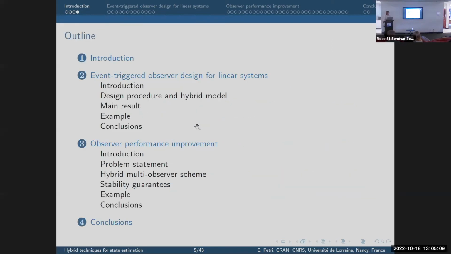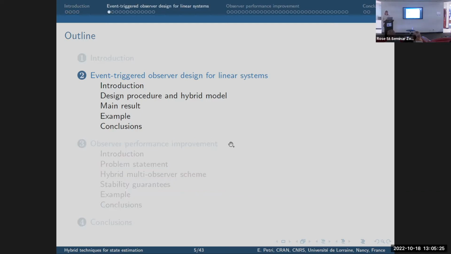So this is the outline of my talk. I'm done with the introduction. I will first focus on this event-triggered observer design for linear systems work. After that, we will see the observer performance improvement. And finally, we'll conclude the presentation.